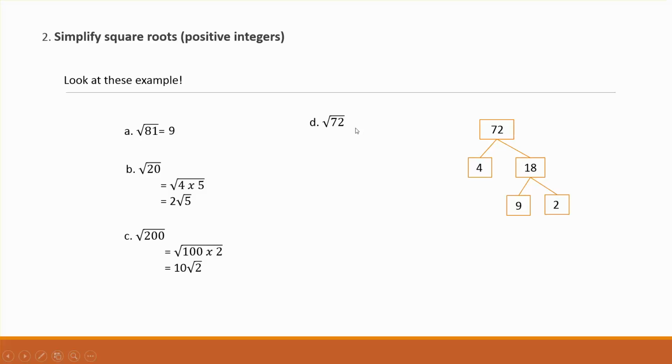I will write down here. So square root of 72 is equal square root of 4 times 9 times 2. 4 and 9 are perfect square roots while 2 is not. So the result, square root of 4 is equal 2, square root of 9 is equal 3, while square root of 2 is equal square root of 2. So 2 times 3 is equal 6. So the final result is 6 square root of 2.